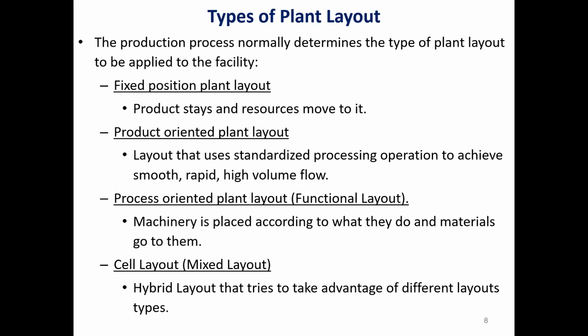Like fixed position plant layout, the product stays and resources move to it. And second, product oriented plant layout means the layout that uses standardized process operations to achieve a smooth, rapid, high volume flow. So product oriented means the focus is on the product only. Fixed position means all the things are fixed only. Then process oriented means they are going to focus on the process rather than the product. So machinery is placed according to what they do, and materials go to them.